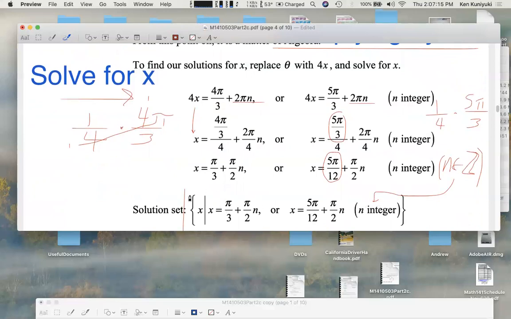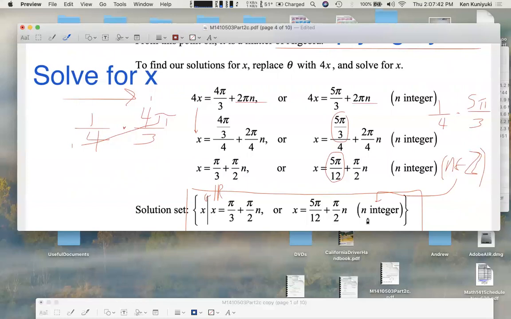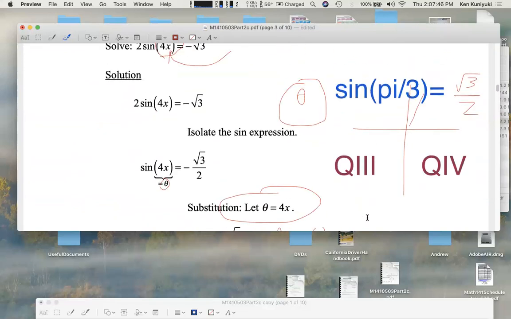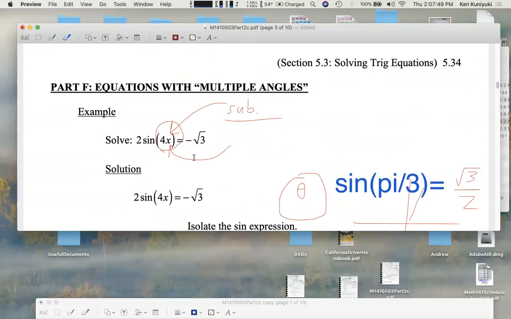All right, our general solution set for the general equation, meaning that I'm solving over all reals. The solution set is the set of all x in the reals, such that x is of the form pi over 3 plus pi over 2n, or x is of the form 5 pi over 12 plus pi over 2n, where n is integer. So that's my general solution. It's the set of all real solutions for this top equation over here.